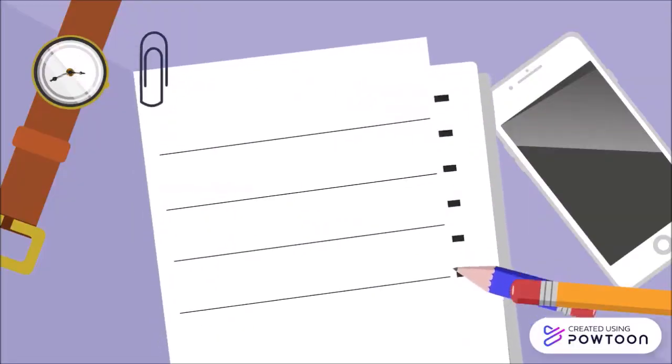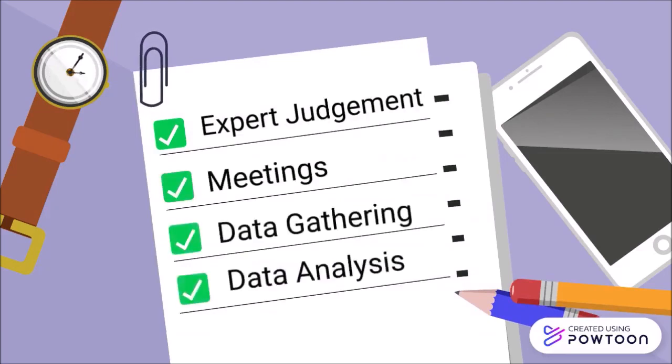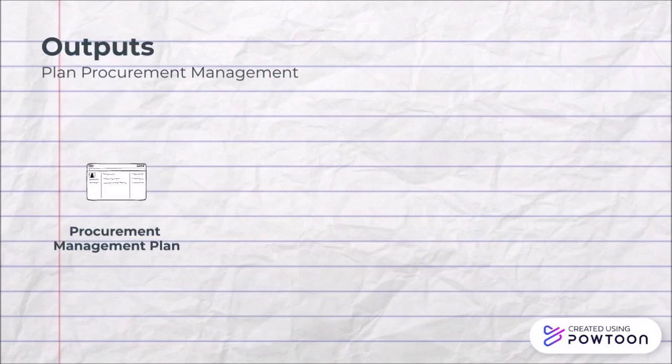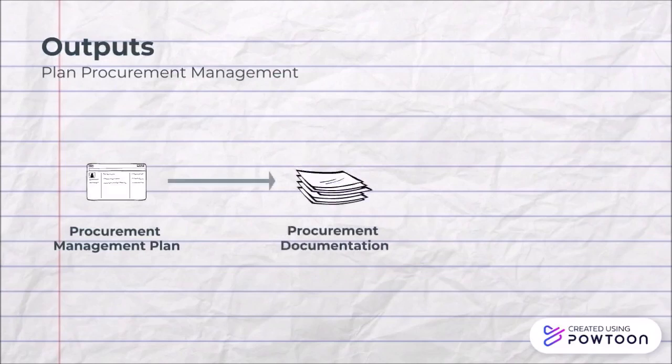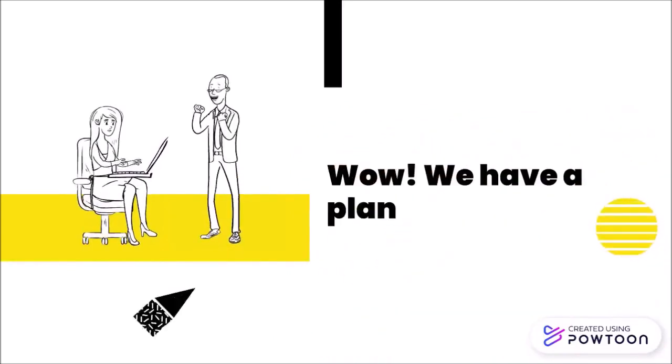The tools and techniques required in the planning process are expert judgment, meetings, data gathering, and data analysis. The outputs for this planning process include a procurement management plan that contains the activities to be undertaken during the procurement process, the procurement documentation that includes the procurement strategy, bid documents, and cost estimates, and the project documents that include the updated risk register, stakeholder register, change requests, etc. Wow, Jenny is happy now that she has a procurement plan.